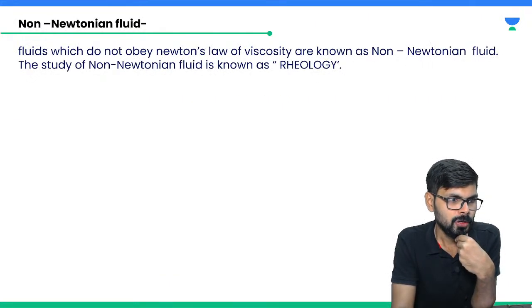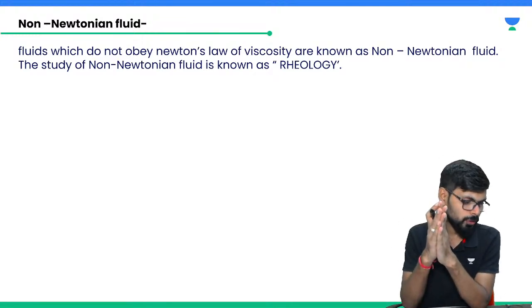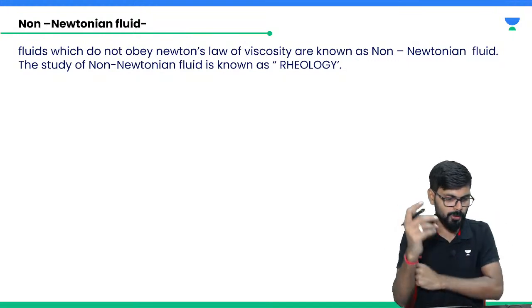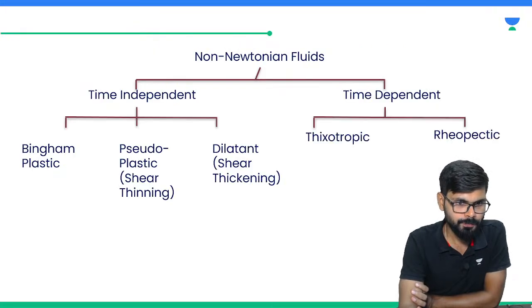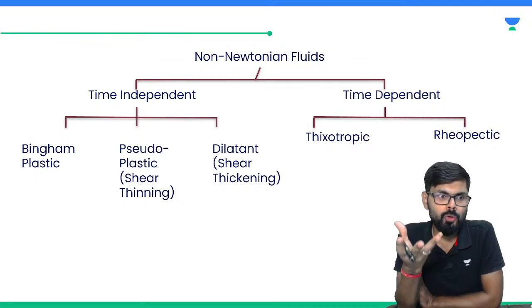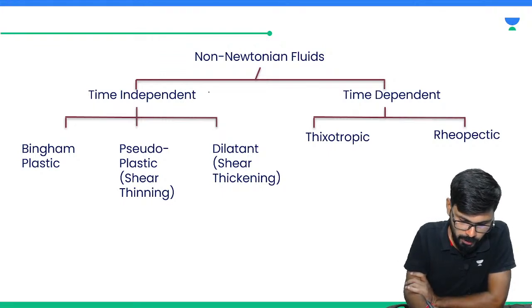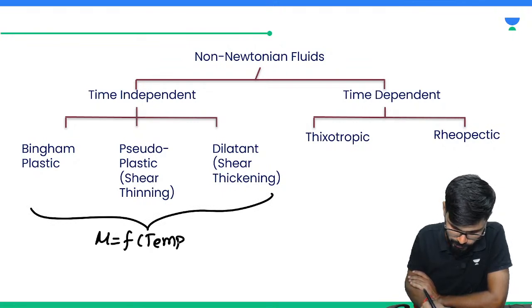Newtonian fluid you understand. The fluid which does not obey Newton's law of viscosity is called non-Newtonian fluid. The study is known as rheology. Here I am going to talk first about dilatant fluid. This is the basic diagram. Non-Newtonian fluid can be time independent, where mu will be a function of temperature and du by dy.